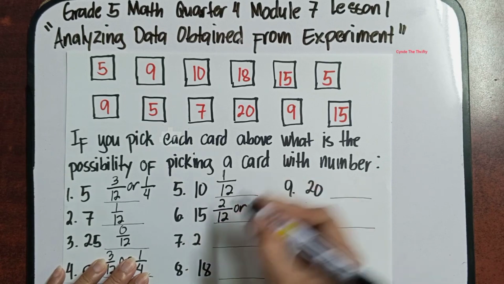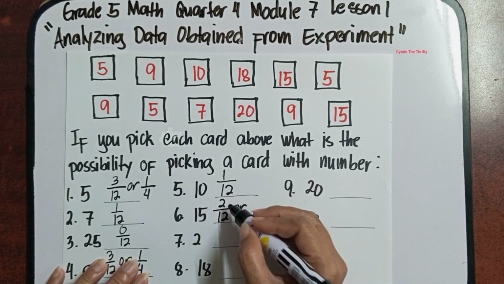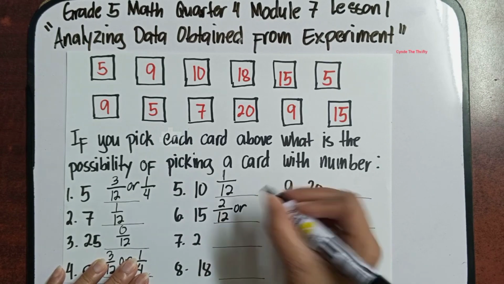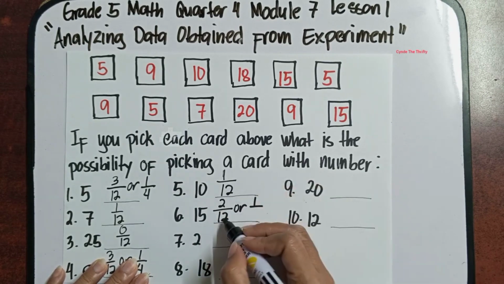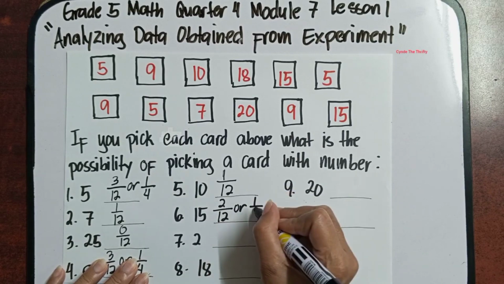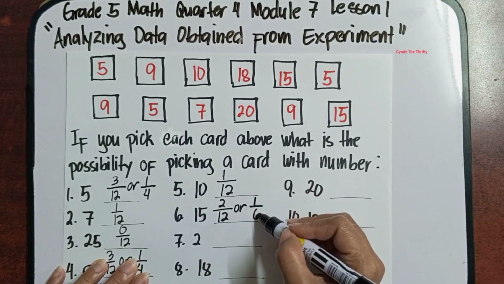Or, i-reduce natin siya into lowest term. So, si 2 at si 12, pwedeng ma-divide kay 2. So, 2 divided by 2 is equal to 1 over 12 divided by 2 is equal to 6. So, that is 1 of 6.